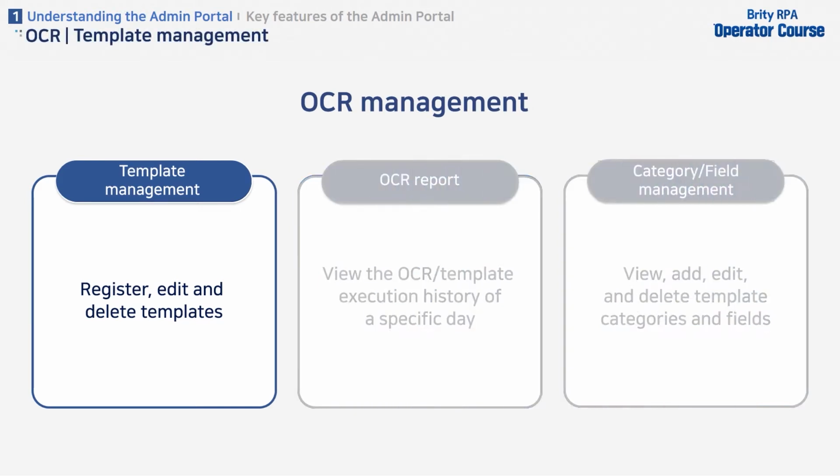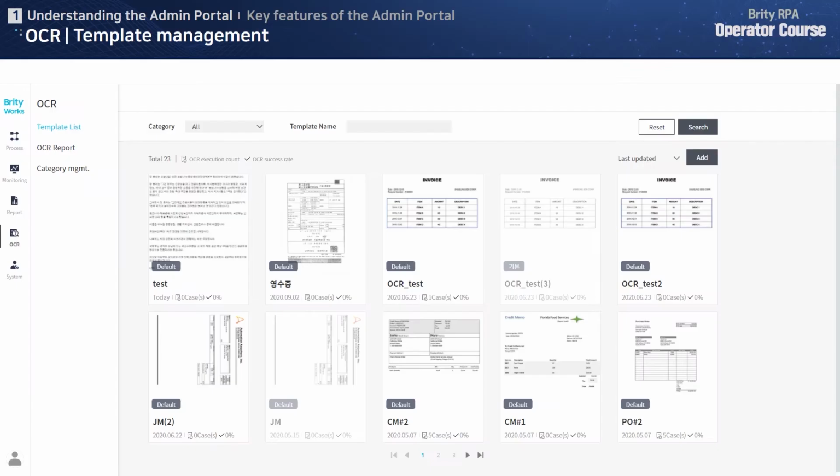First, let's talk about the Template Management feature. When you select the OCR menu on the left side of the Admin Portal screen, the subordinate menus, such as Template List, OCR Report, and Category Management, will be displayed. Here, if you click the Template List menu, the template list will be displayed on the screen, which shows all of the templates that are utilized by the OCR.